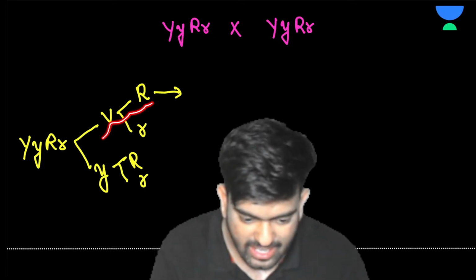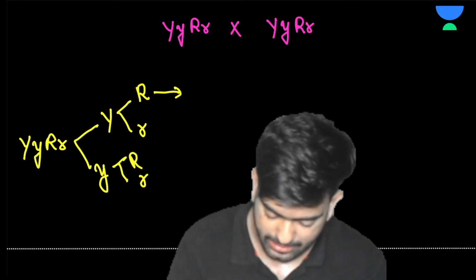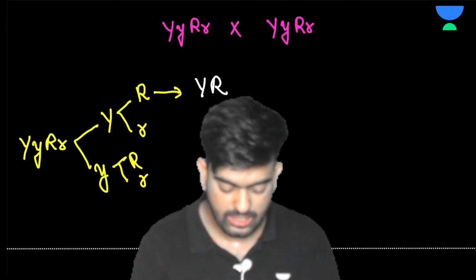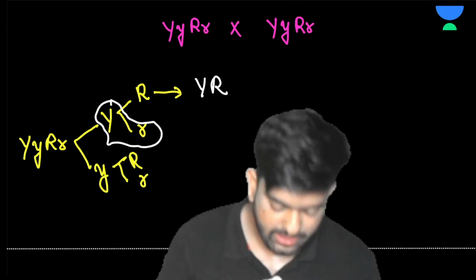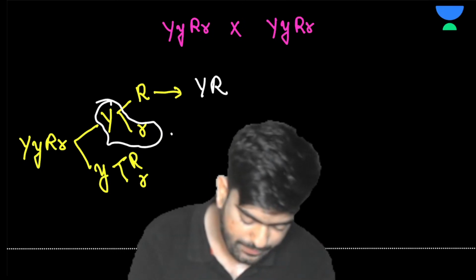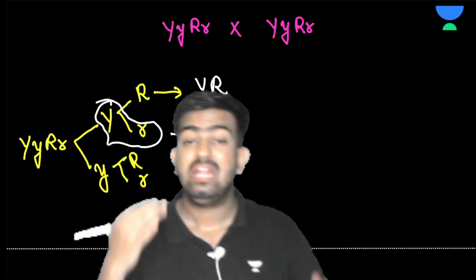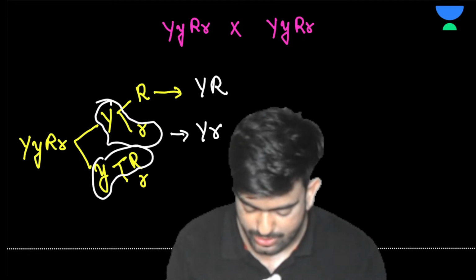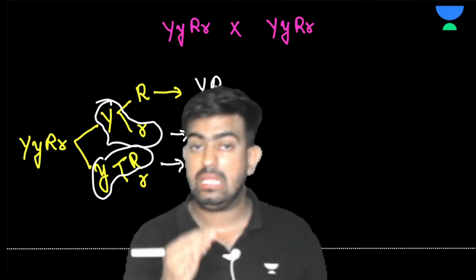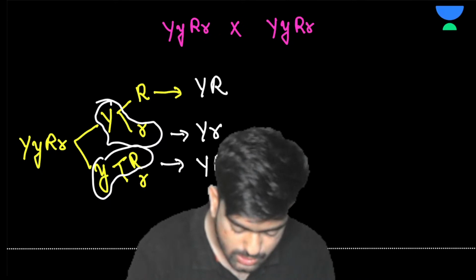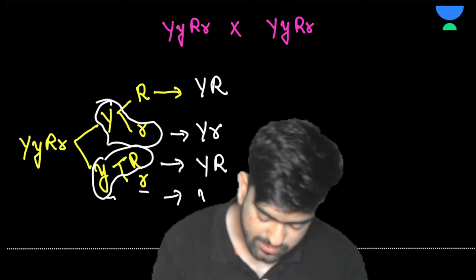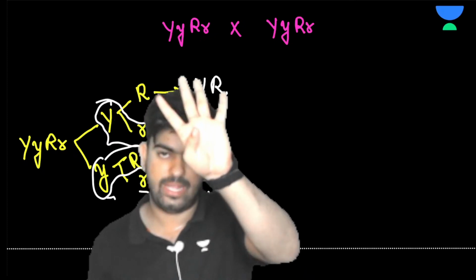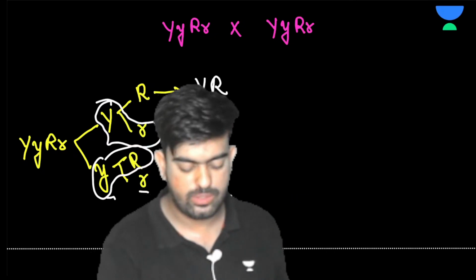Capital Y, capital R will make one gamete. The next is capital Y and small r. The next gamete is small y and capital R. And then small y and small r. In total, we got 4 types of gametes. Similarly, for the other parent also you are going to get 4 types of gametes.